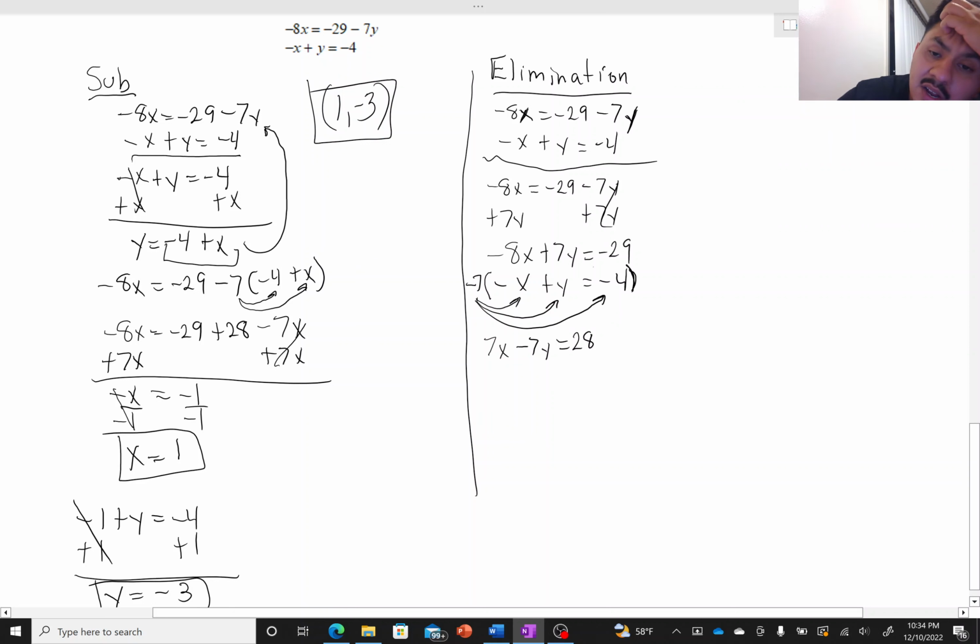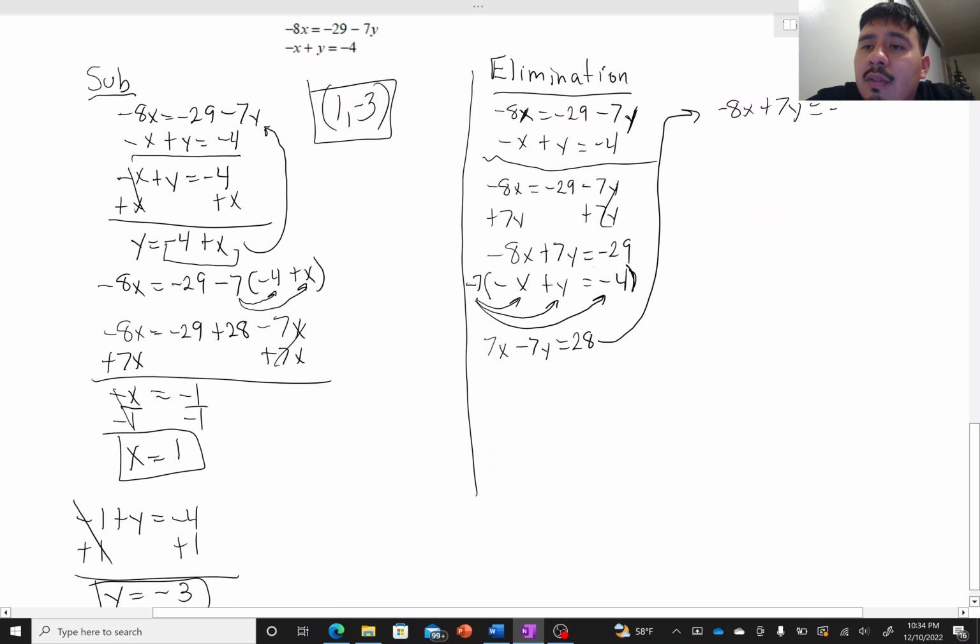Now, I'm just going to go ahead and line them up. I'm going to continue my work up here because I have more space. I'm going to write it like this. Now, I have negative 8x plus 7y is equal to negative 29. And then I have 7x minus 7y is equal to 28.